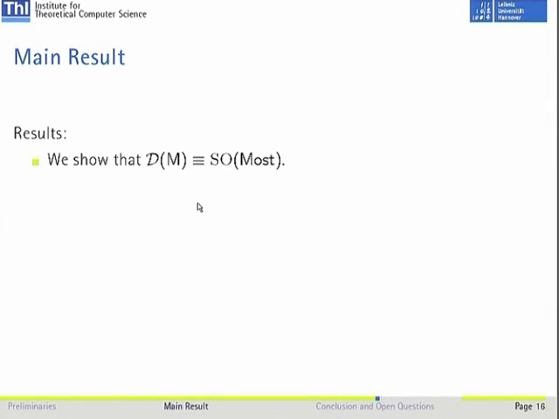And then the main result of our paper is that we have shown that dependence logic with that majority quantifier is equal to second order logic with that most quantifier. And it is known that this is then equal to the counting hierarchy. So we have also then shown that dependence logic with the majority quantifier is the same as the counting hierarchy.